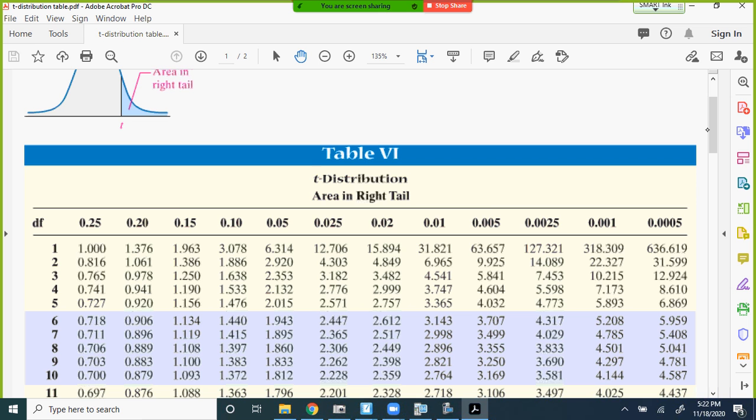Do y'all see that? This is where we're at right here. Everybody with me? We came down to 0.2, and we came over from the degrees of freedom, and where they intersect, that is our t value. Any questions on that? Anybody? All right. Y'all really quiet tonight.